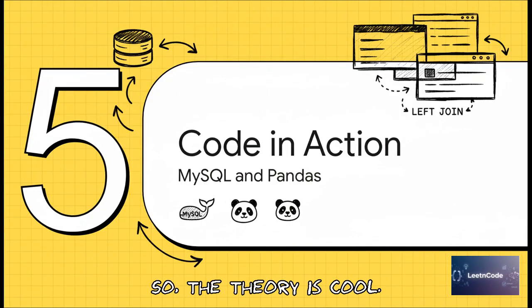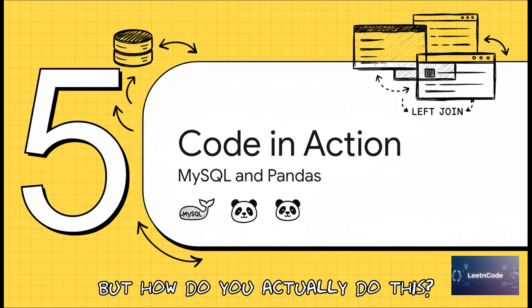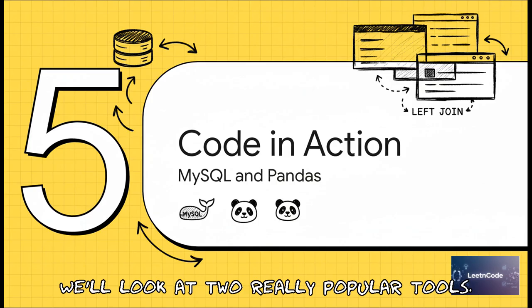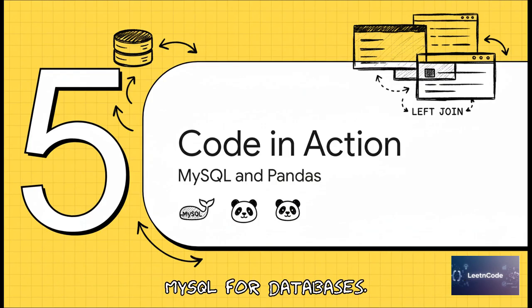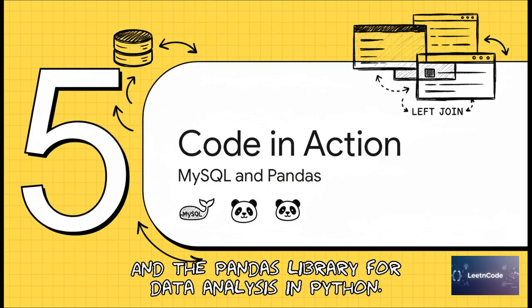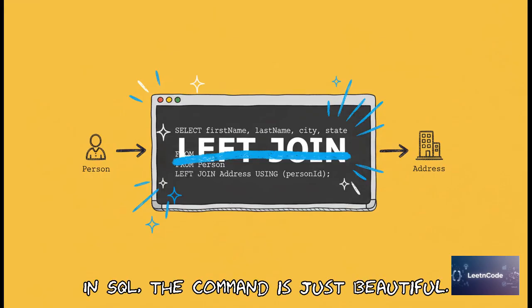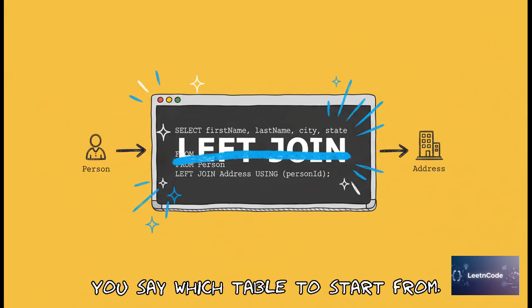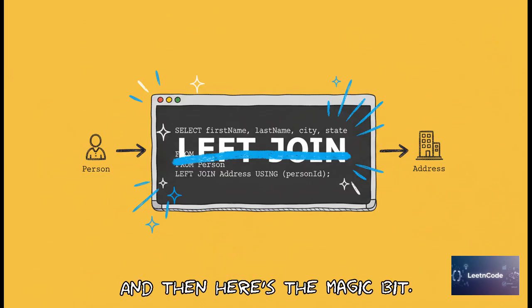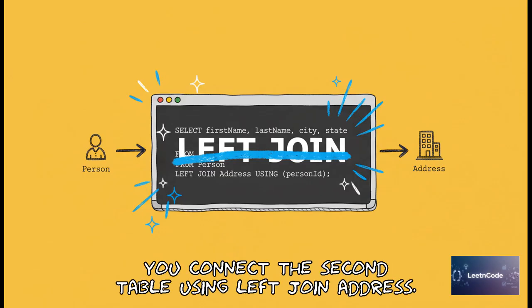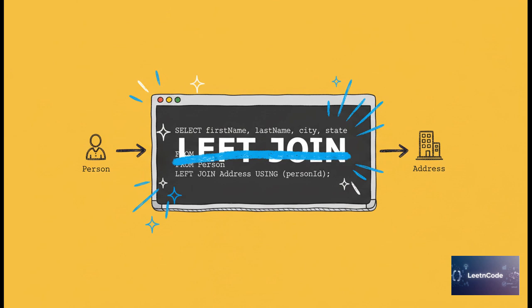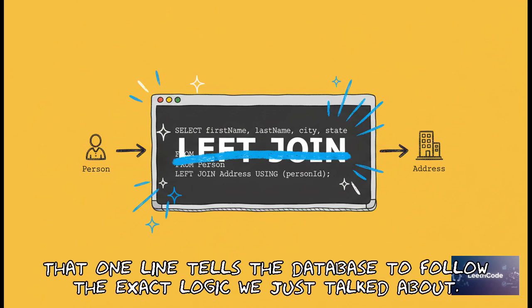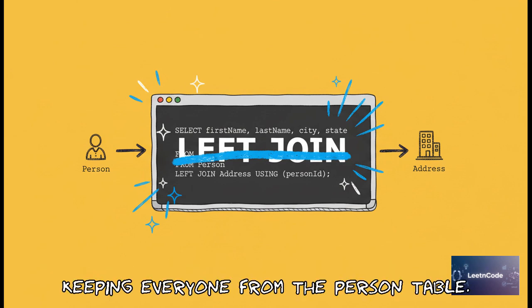So the theory is cool, but how do you actually do this? Let's see the code in action. We'll look at two really popular tools, MySQL for databases and the Pandas library for data analysis in Python. In SQL, the command is just beautiful. It's so direct, you select the columns you want, you say which table to start from, that's person, and then here's the magic bit. You connect the second table using left join address.